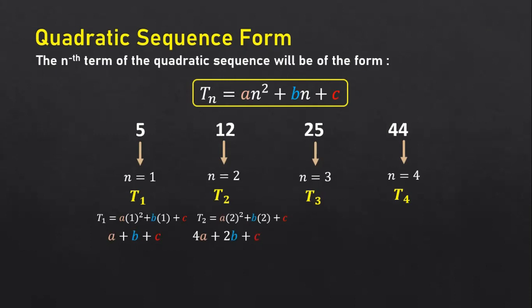Okay, now we go to n equals 3. For the third term, T3 equals a times 3 squared plus b times 3 plus c. We got 9a plus 3b plus c. With the same method, for the fourth term, n equals 4, we got 16a plus 4b plus c. Is it clear, everyone?